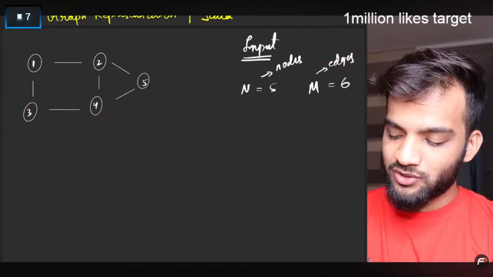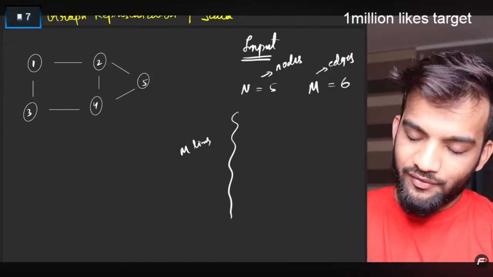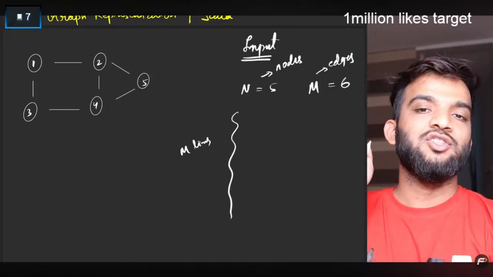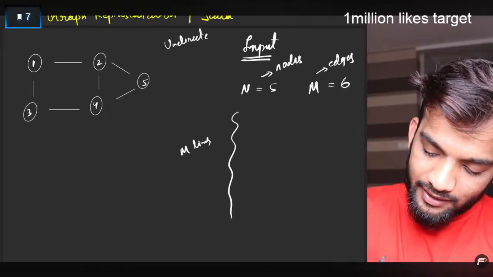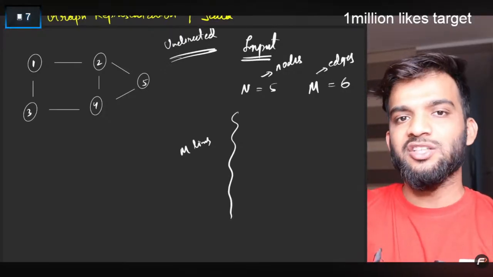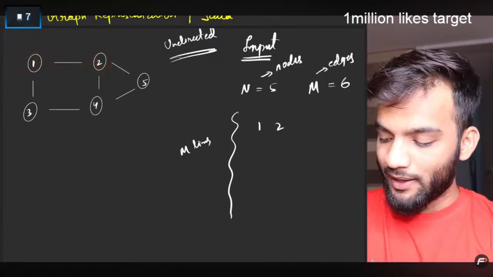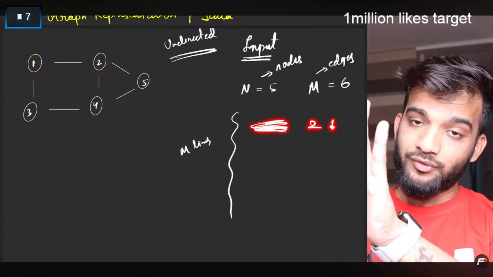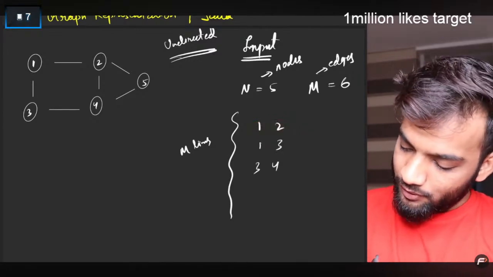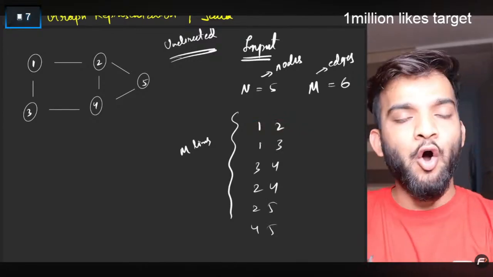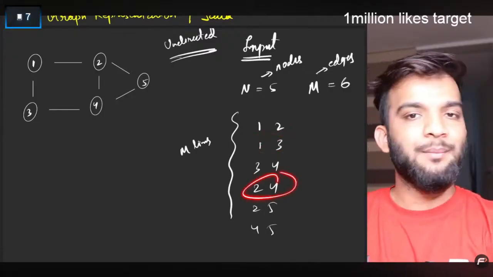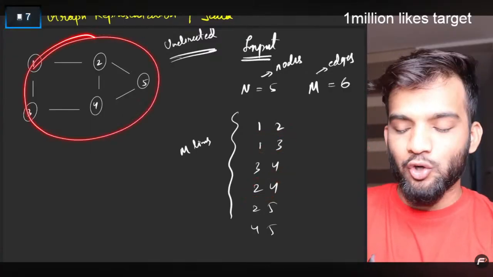Now, the next thing they will tell you is m lines, and those m lines will represent all the edges. I'm talking about an undirected graph as of now. At the end, I'll tell you what change is required for a directed graph. So they can give you 1, 2. Now 1, 2 resembles this particular edge. They can give you 1, 2, or something like 2, 1, either of them. Next being 1, 3, 3, 4, 2, 4, 2, 5, 4, 5. The order can be anything. 1, 3 can be first, 2, 4 can be first. As long as they are telling you about all the edges, that is what matters.